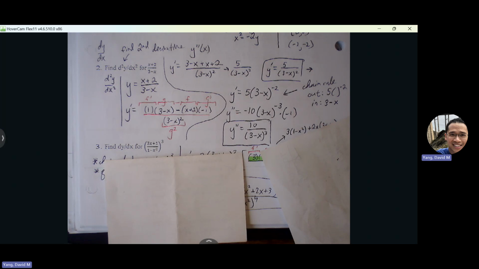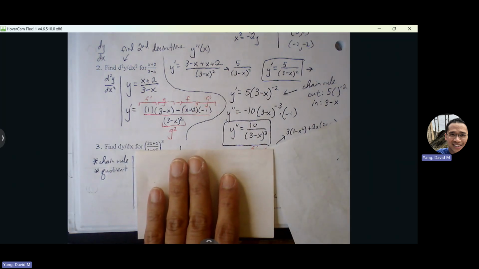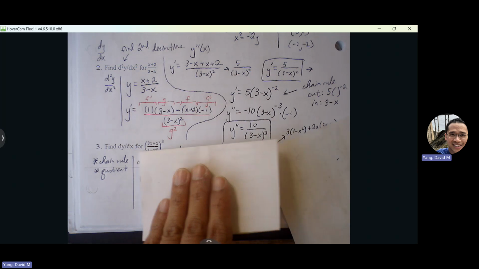Chain. The way, again, that we tell which rule comes first: look at the parentheses. If your parentheses is over everything, then chain rule comes first, and the other rule comes second. If parentheses is only over a portion of the problem, then the other rule comes first, and the chain comes second. So identify your outside, inside.